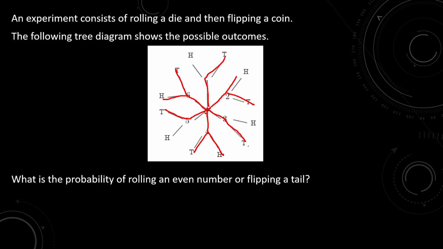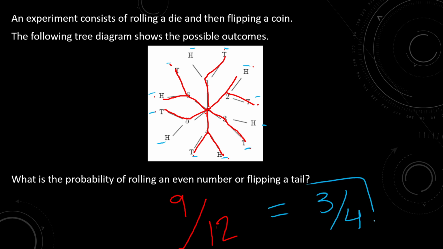So I have 1, 2, 3, 4, 5, 6, 7, 8, 9 different branches out of the 12 total that I have. If I go through and count all the outer edges, right? 1, 2, 3, 4, 5, 6, 7, 8, 9, 10, 11, 12. I have 12 total. 9 over 12 will simplify to 3 over 4. So this means I have a 3 out of 4 chance of rolling an even number or flipping a tails.